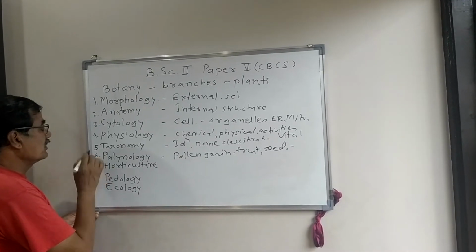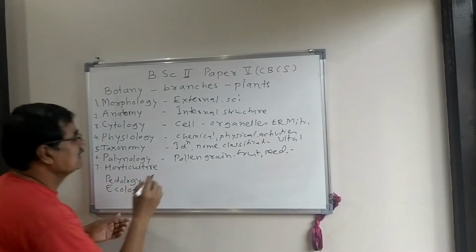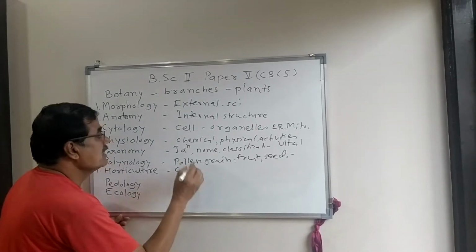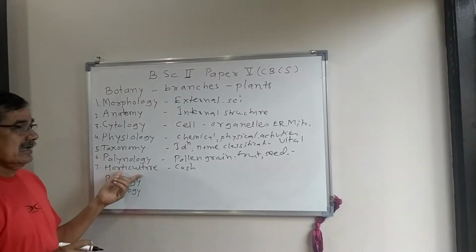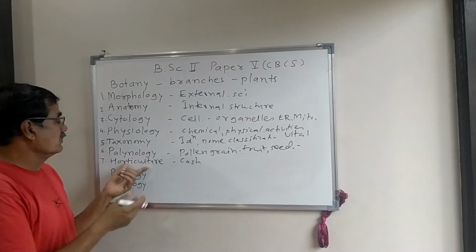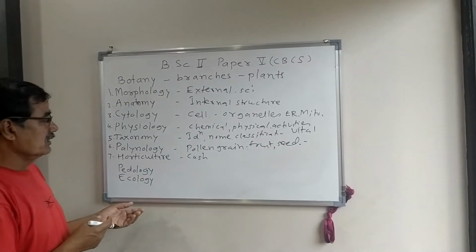Horticulture is one of the important branches which gives cash, in which vegetative characters are taken, and the vegetative parts are cut down into different pieces and grown in the field.